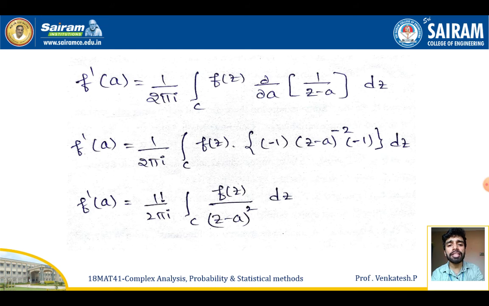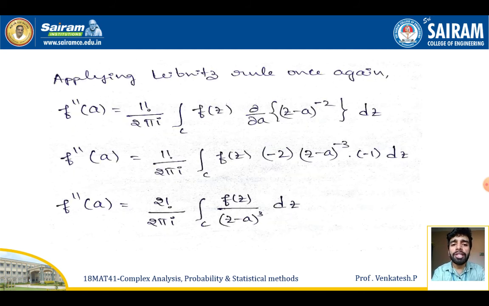Now differentiating this equation with respect to a, we'll get the equation like this. We can keep f of z here itself, differentiating with respect to a, right? So I'll get minus 1 here, and differentiating 1 by z minus a, I'll get z minus a whole power minus 2 into dz. So now the equation will become f dash of a is equal to 1 factorial by 2 pi i integration f of z by z minus a whole square into dz. Now I am going to apply the Leibniz rule for differentiation under the integral sign once again, differentiating the above equation with respect to a again.